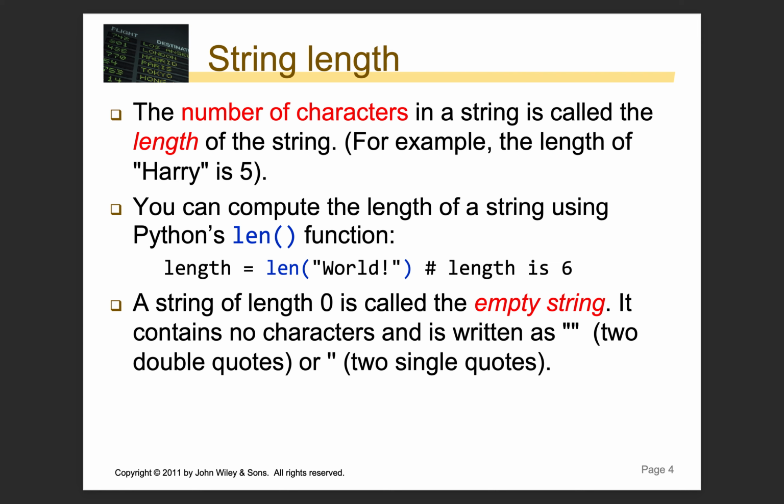You can compute the length of a string using Python's len function. It takes a string and returns the length of the string. So the length of the string world with an exclamation mark is 6. World is 5 letters long, and then the exclamation mark is a 6th character. A string of length 0 is called the empty string. It contains no characters at all and is written either as 2 double quotation marks, or 2 single quotation marks, 2 apostrophes.